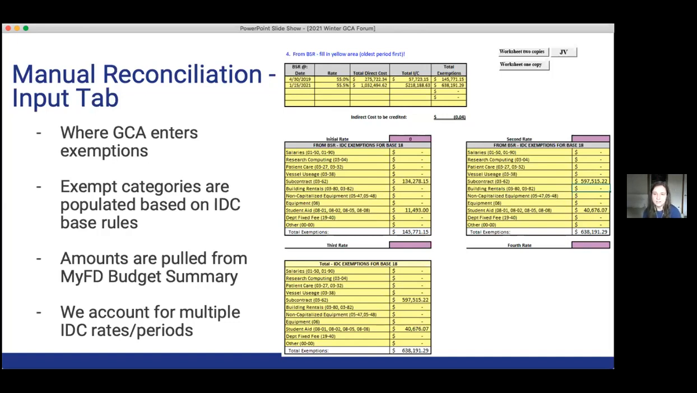So the lists here show the categories that are exempt for that base. We use MyFD to pull our numbers for these reconciliations. And this tab also allows us to account for multiple IDC rates throughout the duration of the award. So in this case, the rate was 55% through the end of April 2019. After that, it changed to 55.5%. So we have separate exemption sections for the different rates, which ensures that we are calculating the correct amount of direct costs that are subject to IDC for each rate period.